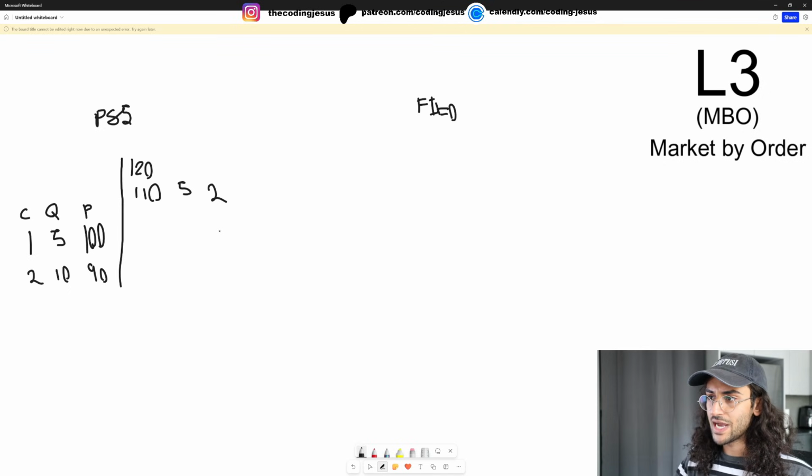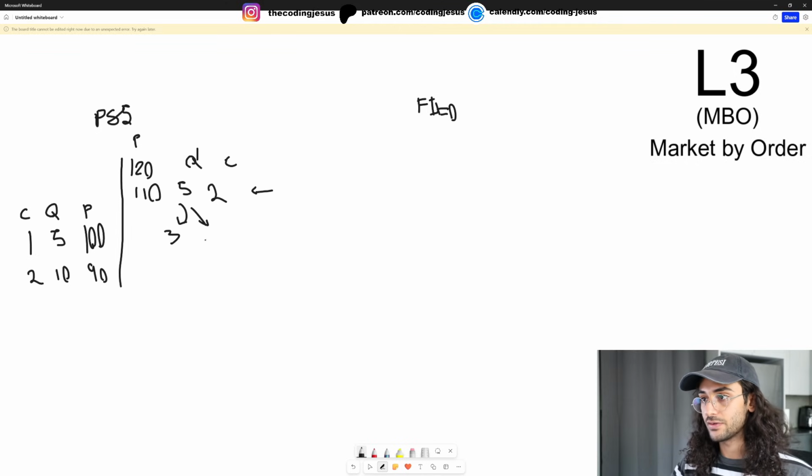Well, as I showed you guys right here when we were talking about L2, I mentioned that there's two people, so the count is 2 on this level of 110. The total quantity on this level is 5, okay? And the price is 110. That's the best ask. So we're focused on this level currently. This 5 can be made up of, for example, somebody willing to sell 3 units and somebody willing to sell 2 units, because 3 plus 2 equals 5, and we know that there's 2 people on this level.